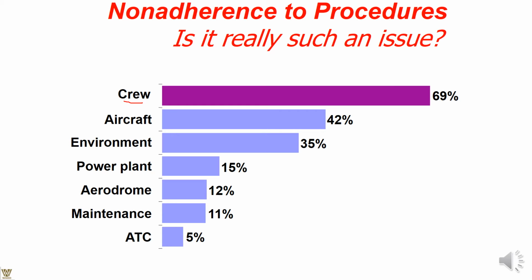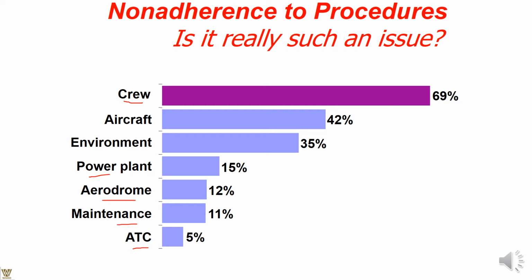Then comes aircraft. Then comes environment or atmosphere. Then we have the power plant, aerodrome, and maintenance or air traffic control at 5%, wherein wrong information has been taken. As a result, there might have been collisions, or there might have been confusion. As a result, people have overshot the runway and so on and so forth.